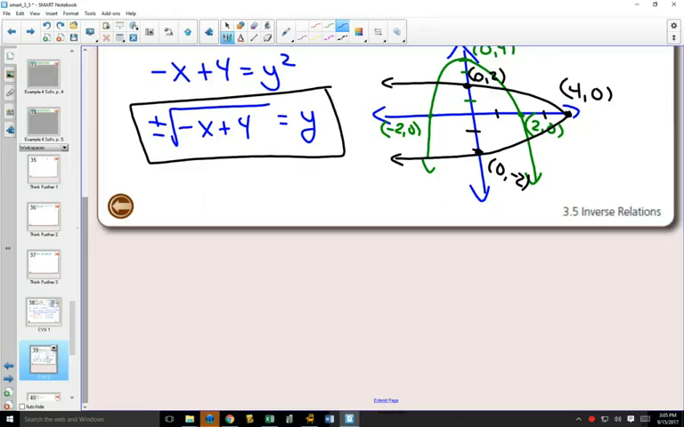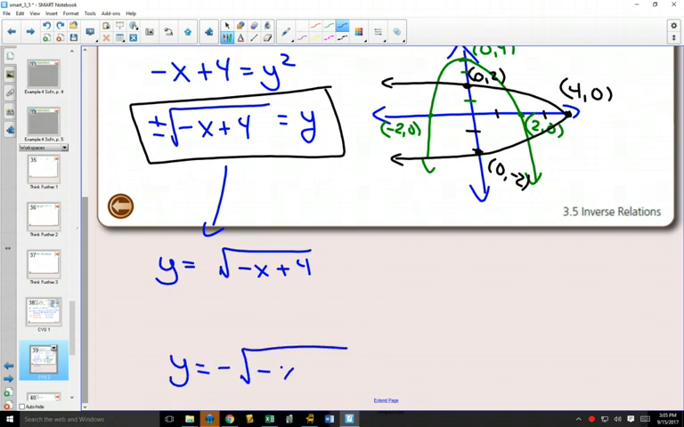Now I want to look at this inverse equation because we graphed it from the points by switching the x and y. We didn't graph it from the equation. With this plus or minus, what it really means here is you have two different equations. The first equation is with the plus, so that would be the square root of negative x plus 4. The second equation would be with the minus, which would be minus the square root of negative x plus 4.